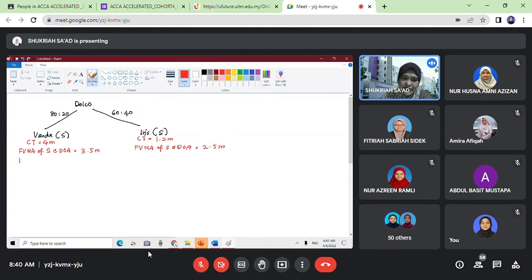NCI is measured by using partial goodwill. On the other hand, for Iris, the NCI is already given the value, which is 1 million. So bila bagi value, we are not concerned anymore about the measurement because the value is already provided.